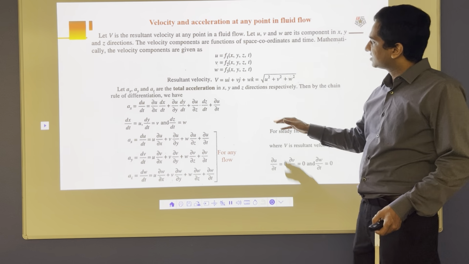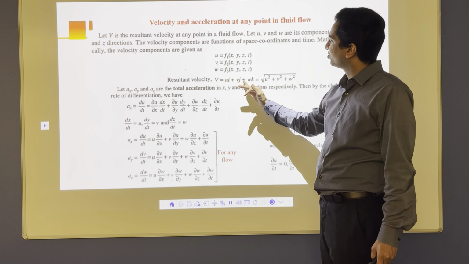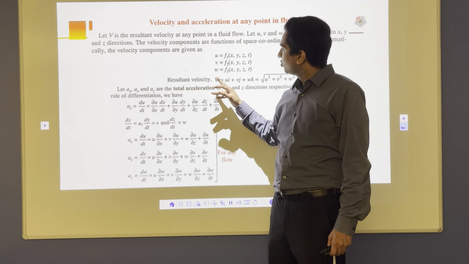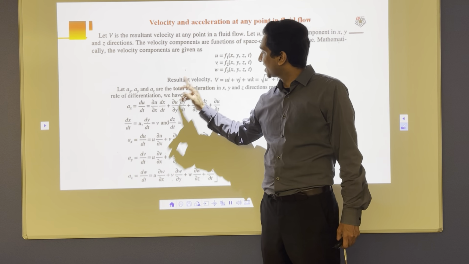So for velocity and acceleration, this is the equation for the velocity that we have seen before: V = ui + vj + wk. And then you are going to get three components of acceleration. It means that you have to find out what this du/dt is, the acceleration in x direction.